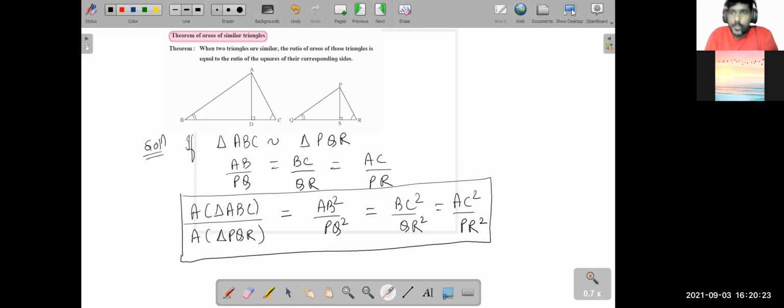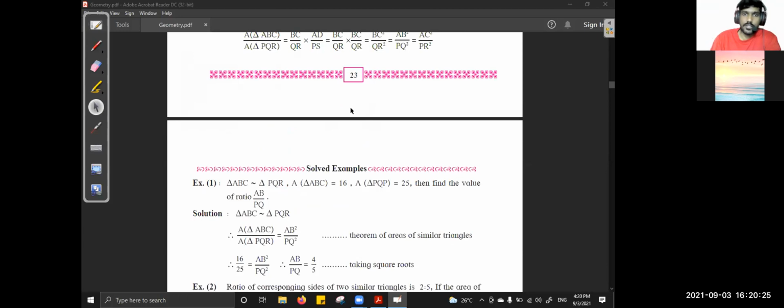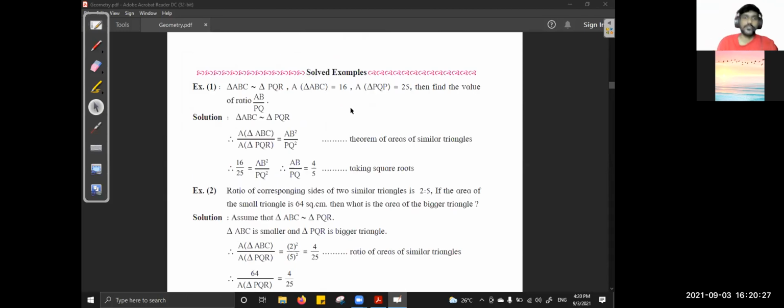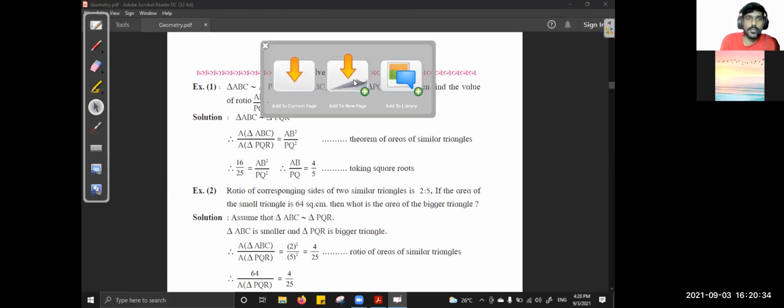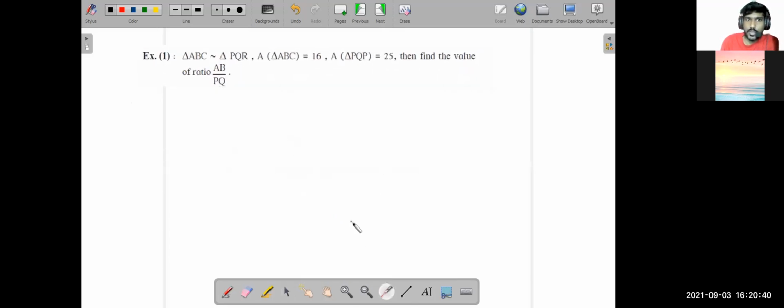Okay, we'll start with sums based on this theorem, this formula. We'll do the first example sum. This sum says triangle ABC is similar to triangle PQR. Area of triangle ABC is 16. Area of triangle PQR is 25. You have to find the value of the ratio AB upon PQ.